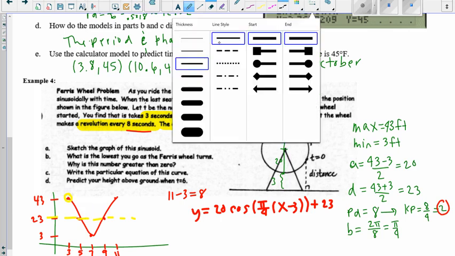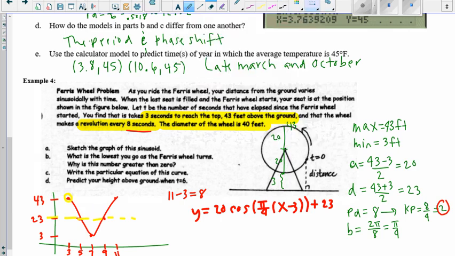I could also make an equation from sine starting here with a phase shift. So y is equal to, and it's going down, so we need a negative amplitude. So negative 20 times the sine of pi over 4 times x minus, in this case, 5 plus 23.